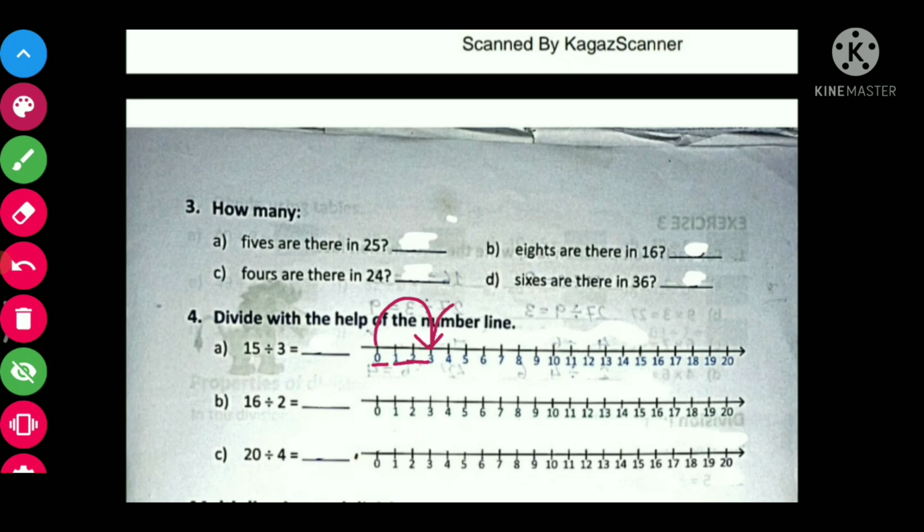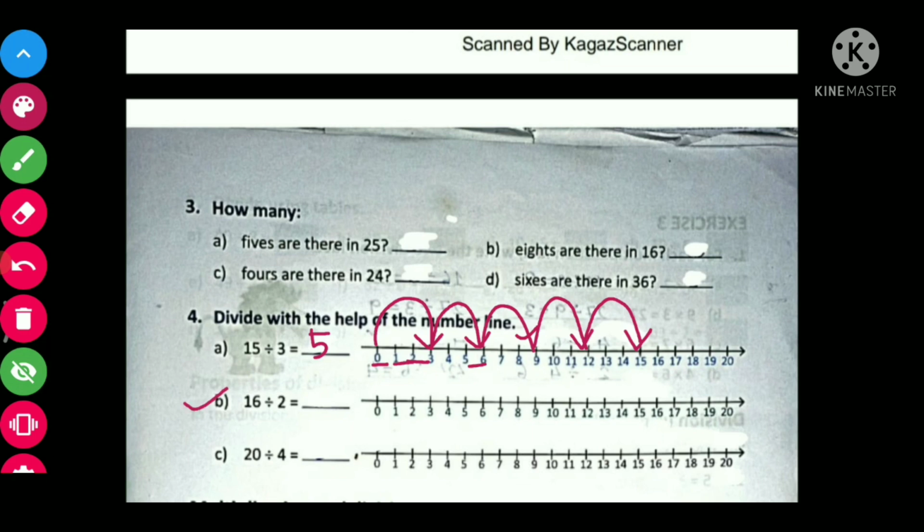So this one is 2nd step. Okay, 3 steps are there. This one is 3rd. This one is 4th. This one is 5th. So total how many steps are there? 5 steps are there.